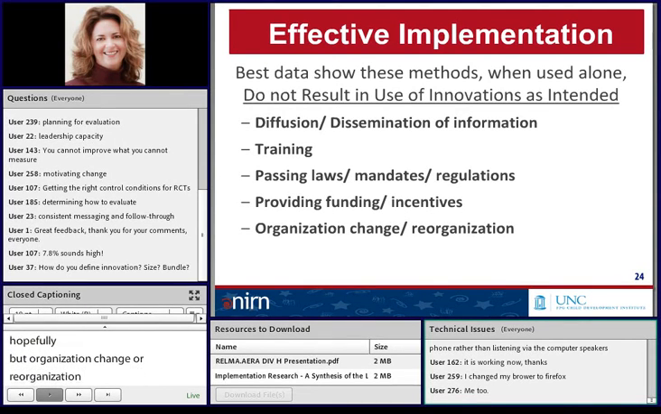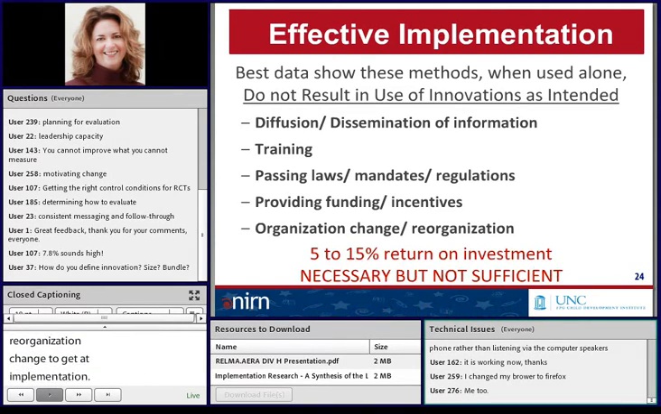These are all necessary, but we find that they're not sufficient because they only result in a 15% return on investment. Caryn, there's a question in the box about how do you define innovation? Do you want to say just a few words about, is it very broad or is it more narrowly defined? Sure, that's a great question.